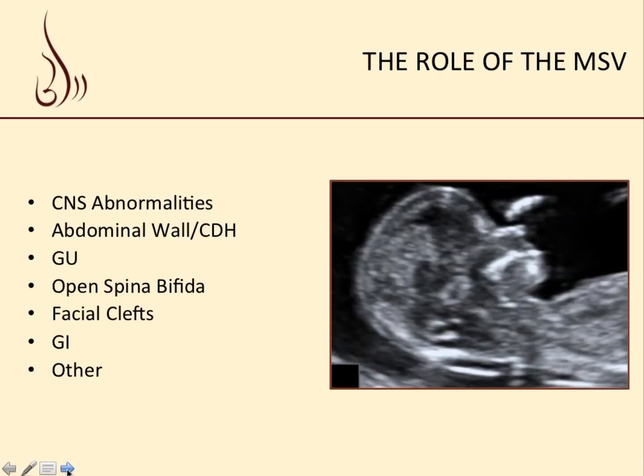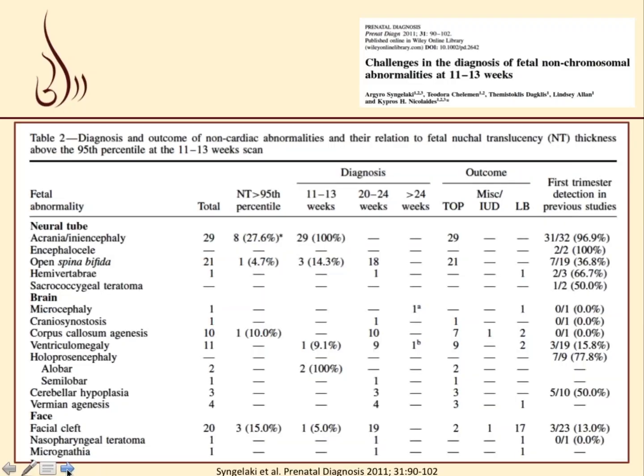And so now to the role of the midsagittal view. We're going to look at the role of the midsagittal view as a standalone and as a view that has a particular marker within it to assess for CNS abnormalities, abdominal wall defects and congenital diaphragmatic hernia, GU abnormalities, open spina bifida, facial clefts, gastrointestinal abnormalities, and others. So we'll start with the CNS. And I will be referring to the 2 studies that I had talked about.